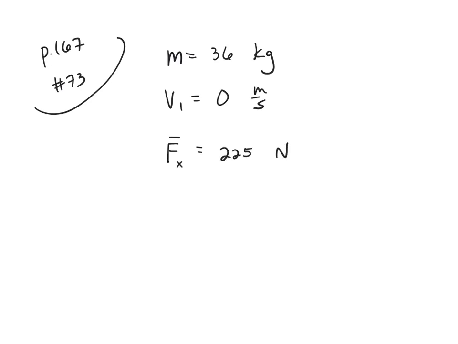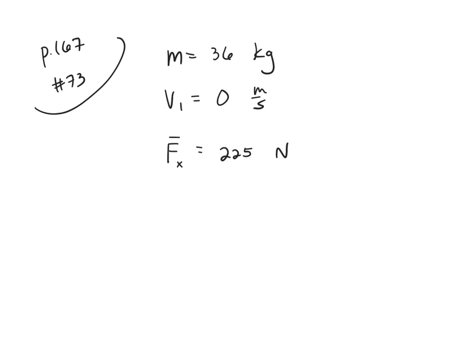A 36 kilogram crate, starting from rest, is pulled across a floor with a constant horizontal force of 225 newtons. For the first 11 meters, the floor is frictionless. And for the next 10 meters, the coefficient of friction is 0.2. What is the final speed of the crate after it's been pulled?